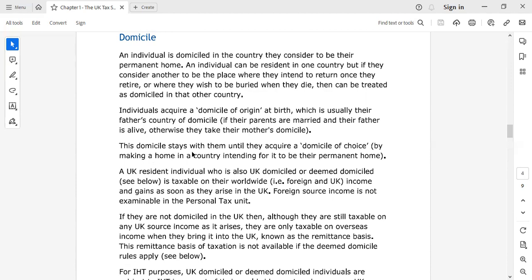This domicile stays with them until they acquire a domicile of choice. A UK resident individual who is also UK domiciled or deemed domiciled is taxable on their worldwide income and gains as soon as they arise in the UK.